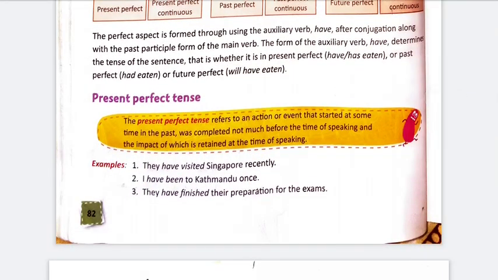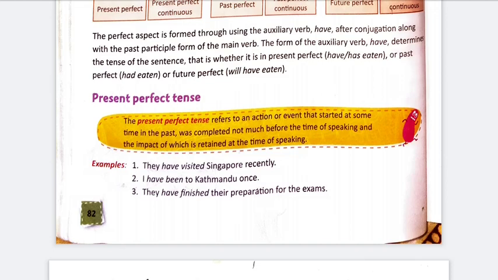Now, how to form perfect tense? Perfect means in sentence structure we need have, then the past participle form of the main verb to make perfect tense. For example, present perfect tense: has or have, then the third form of the verb. Past perfect tense: had, then the third form of the verb. Or future perfect tense: will, have, then the past participle form of the main verb. This is the perfect tense structure. We'll come to it later on with the chart.